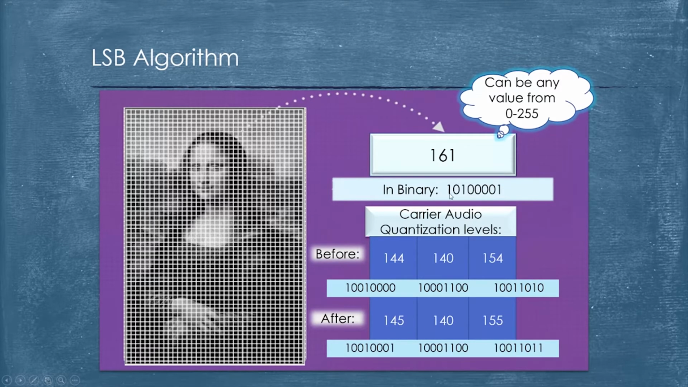Now the next bit is 0. As you can see, the last bit of 140 is already 0, so it doesn't need to be changed, and it remains unchanged. The next bit is 1, so the last bit has to be replaced with 1, and it becomes 155. So we can see that the levels are changed just by 1, or stay the same. This means that the amount of noise added is not too much.